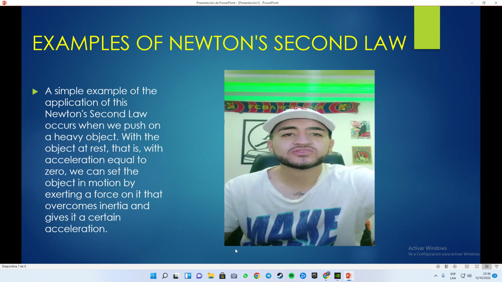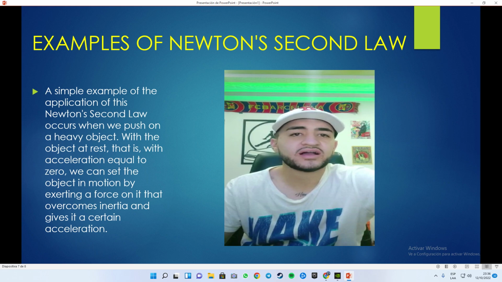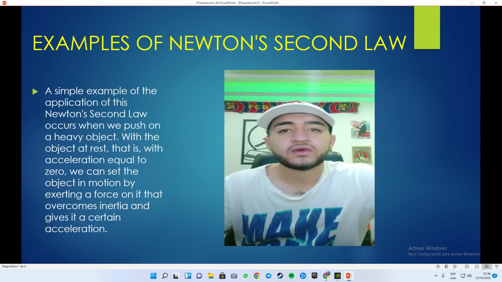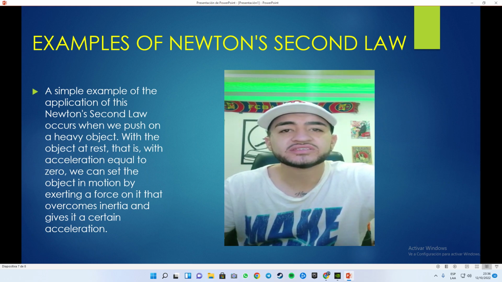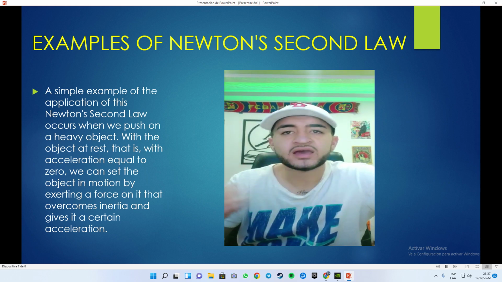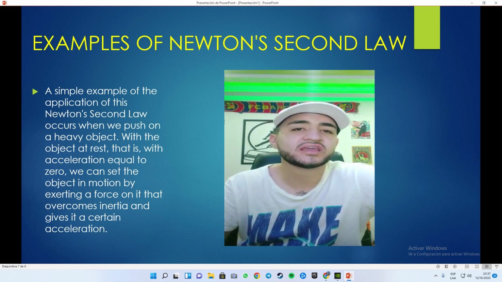Examples of Newton's second law. A simple example of the application of Newton's second law occurs when we push on a heavy object with the object at rest, that is, with acceleration equal to 0. We can set the object in motion by exerting a force on it that overcomes inertia and gives it a certain acceleration.